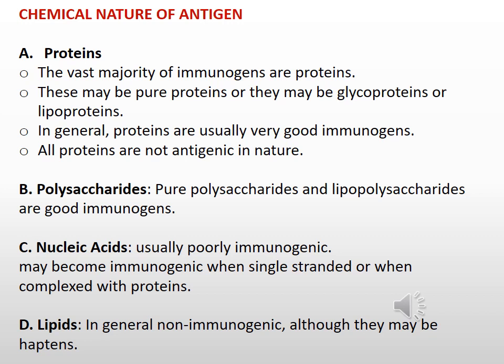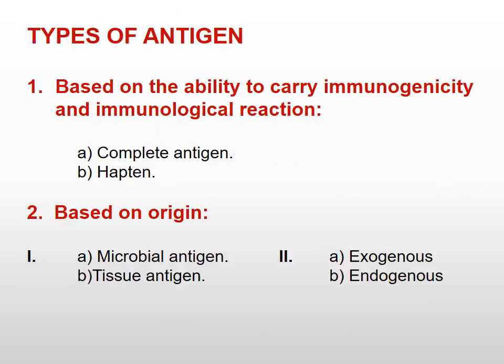The protein is followed by polysaccharides, pure polysaccharides as well as lipopolysaccharides. Both can act as good immunogens. But nucleic acids are usually poorly immunogenic and they can elicit an immune response only if they are present as nucleoprotein. Then lipid is generally non-immunogenic in nature, although it may act as hapten. We will discuss hapten later on. So protein is good immunogenic, followed by polysaccharide, whereas nucleic acid is poorly antigenic and lipids are non-antigenic.